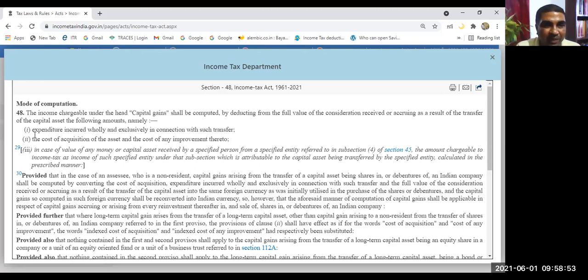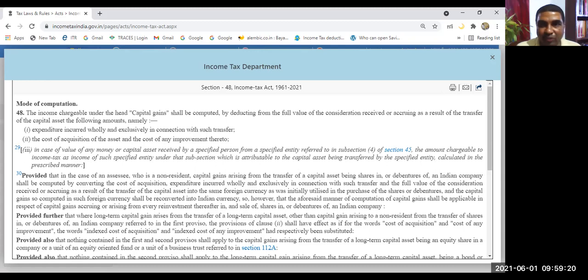Point 1, expenditure incurred wholly and exclusively in connection with such transfer. And point 2, the cost of acquisition of the asset and the cost of improvement thereto. That means cost of acquisition and cost of improvement. These are the things which are to be deducted. Okay.